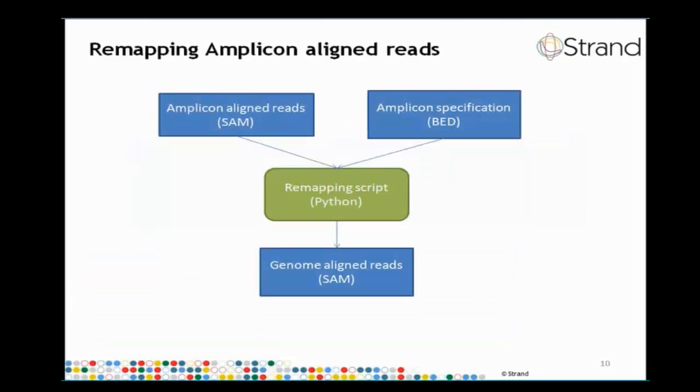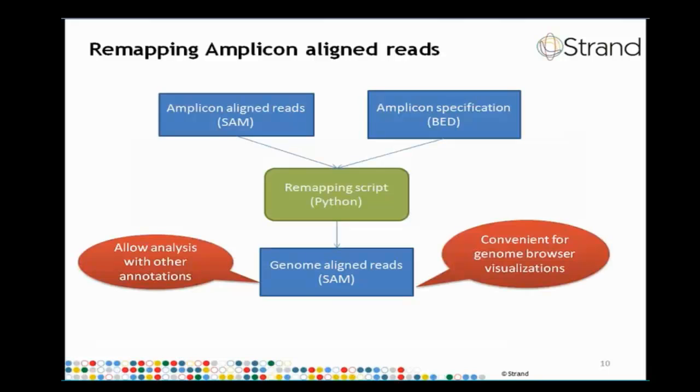So let's start by importing amplicon aligned reads. The reads have been aligned against the amplicon sequences. So what we need to do is take the amplicon specification, which is present in the bed file, and we have a Python script which will then convert the SAM file into genomic coordinates. This script will be made available on our website and on the Ion Torrent community portal. Once we remap the reads into genomic coordinates, it will allow us to visualize the reads in the context of other annotations. We will be able to see the reads in the genome browser with all of the other tracks which are there in genomic coordinates.